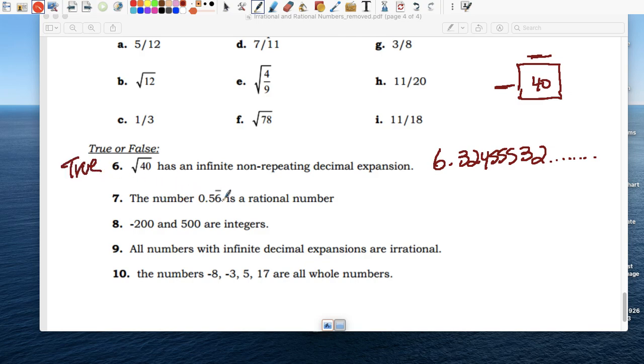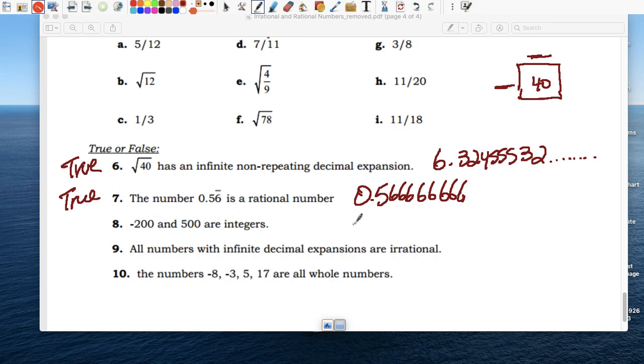The number 0.56 is a rational number. Yes, because that actually means this. Is that a repeating decimal? Yes. Is it a decimal that goes on forever? Yes. And that's why we have this bar notation. So that is rational.